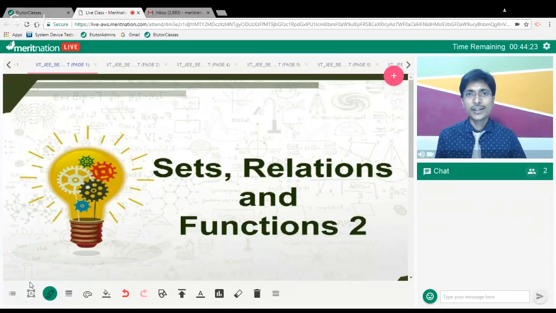So guys, today we are going to do the second session of sets, relations and functions. I believe you must have attended the first session in which we discussed the domain and the range. Today I'll be starting with the composition concept. Before that, let me tell you that this topic has good weightage both in JEE Mains and Advanced. You can expect at least 4% of the questions from functions.